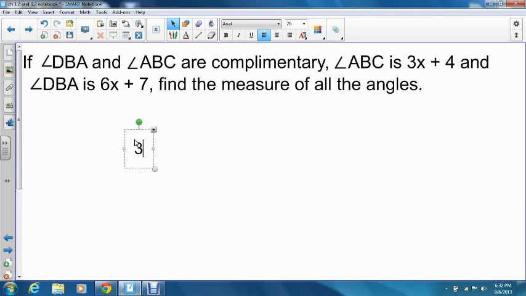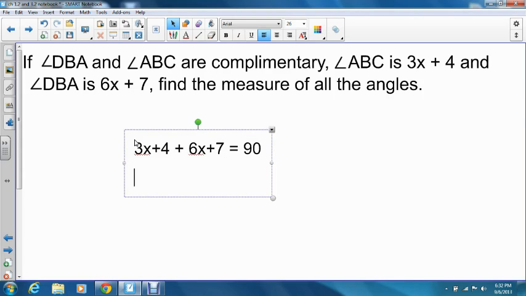So I know that if I add my two angles, 3x plus 4 plus 6x plus 7, I know that's equal to 90 degrees because they're complementary. Okay, so I can go ahead and combine like terms. 3x and 6x is 9x. And 4 plus 7 is 11. And that equals 90. Subtract 11 from both sides, so I have 9x equals 90 minus 11, which is going to be 79.